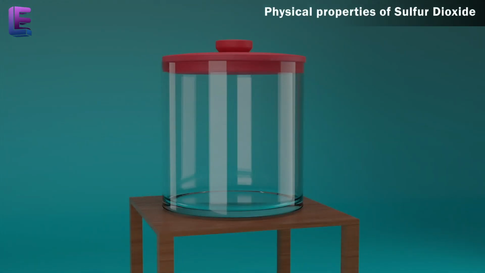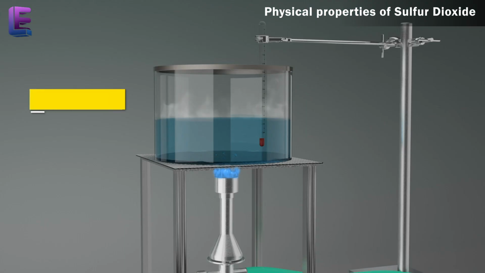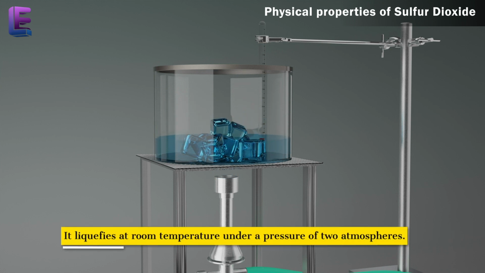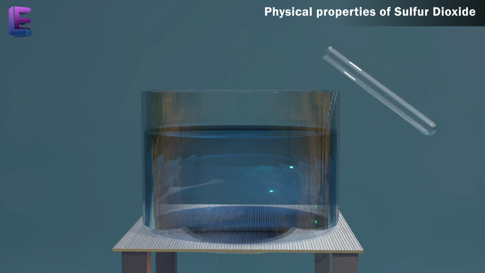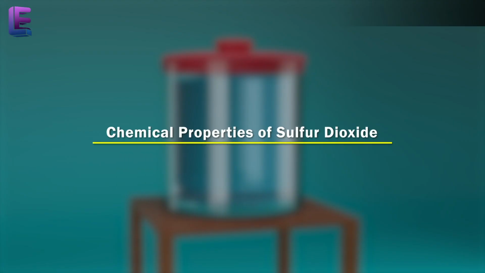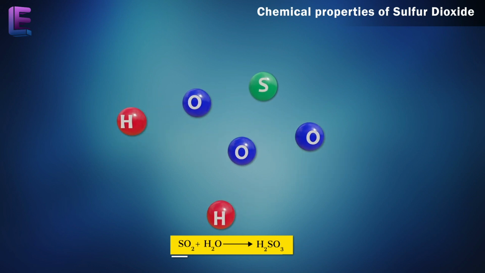Physical properties. Sulfur dioxide is a colorless gas with a pungent smell that boils at 263 Kelvin. It liquefies at room temperature under a pressure of 2 atmospheres. It dissolves readily in water. Chemical properties of sulfur dioxide. It is an acidic oxide. It reacts with water to form sulfurous acid. SO2 plus H2O gives rise to H2SO3.